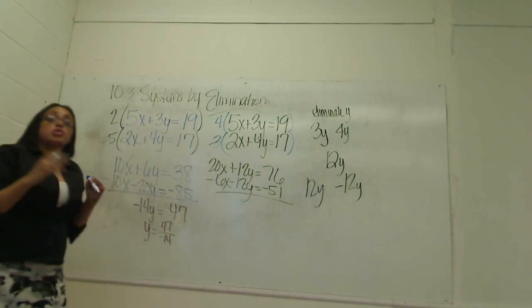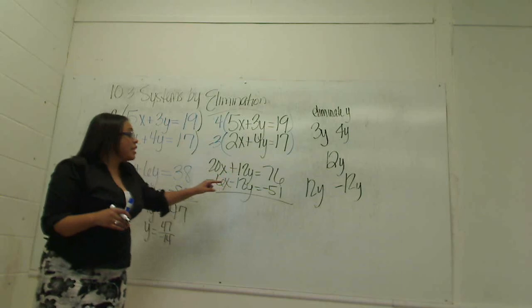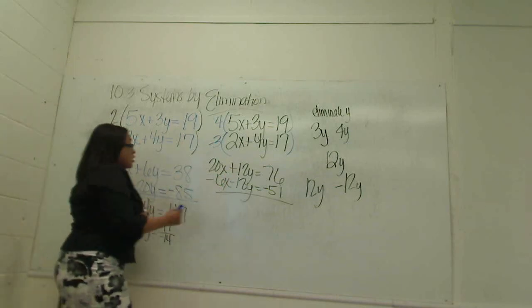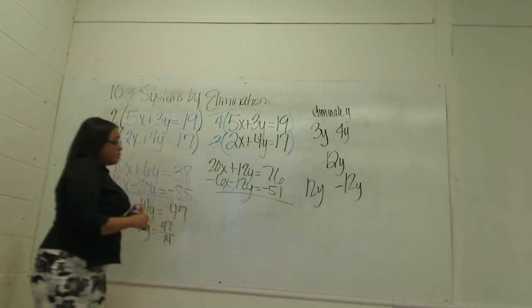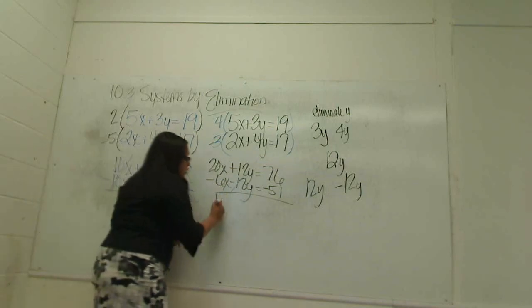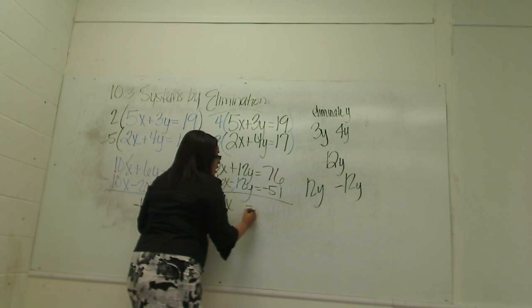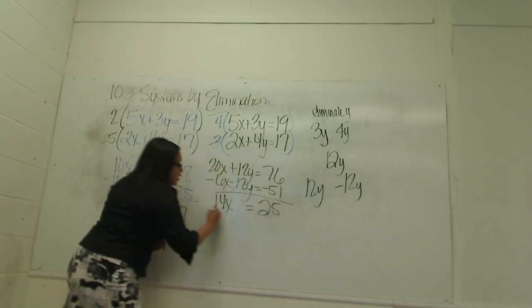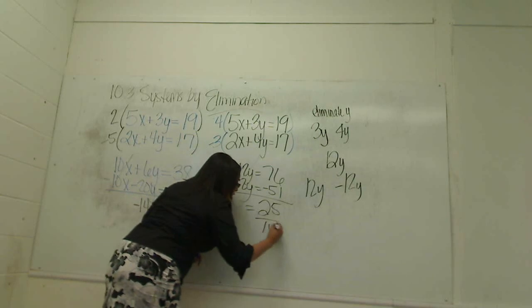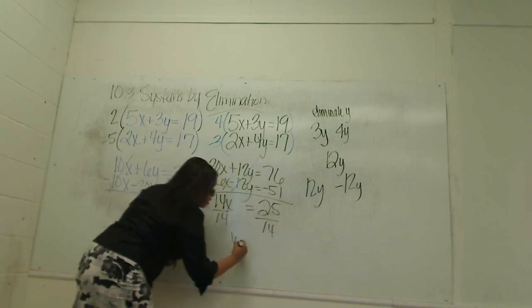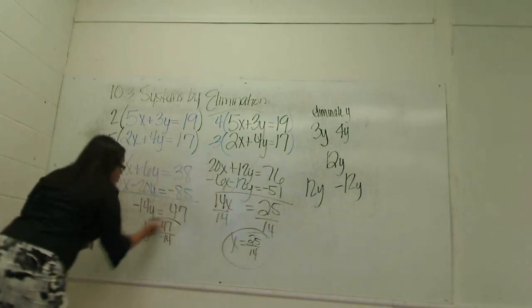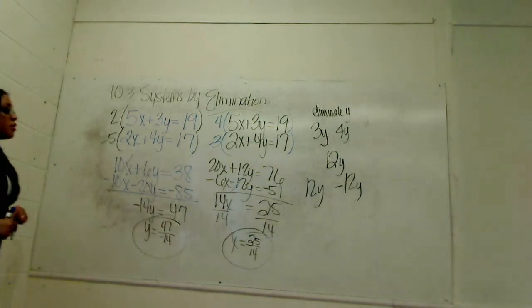If, after you do this, something does not eliminate, you messed up. Just simply start over and see what occurred. That cancels. 20 minus 6 is 14x. 76 minus 51 is 25. Divide by 14, divide by 14. X equals 25 over 14. So you have found both of your solutions.